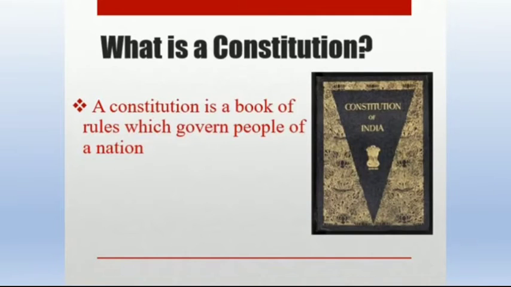Now, what is a constitution? A constitution is a book of rules which govern the people of a nation. In simple words, it is the basic principle of law of a nation, state or social group that determines the powers and duties of a government and guarantees certain rights to the people. All of these things are written in a constitution.